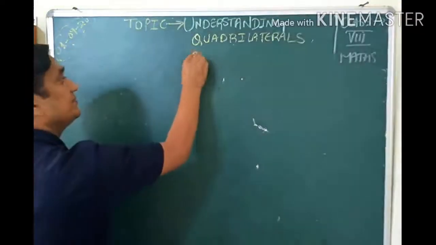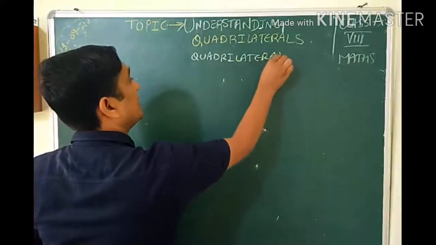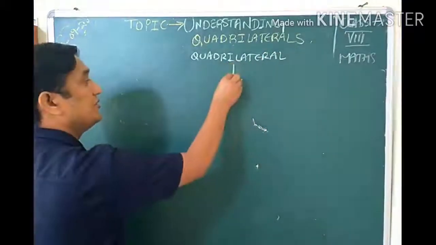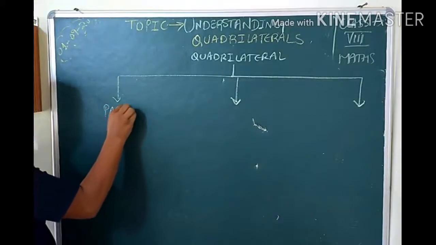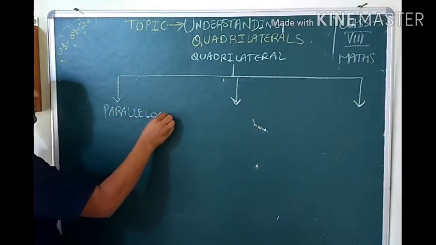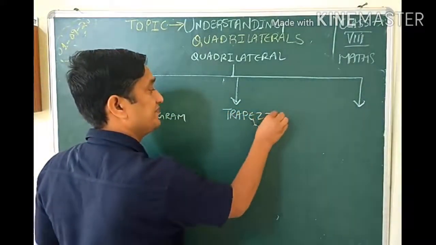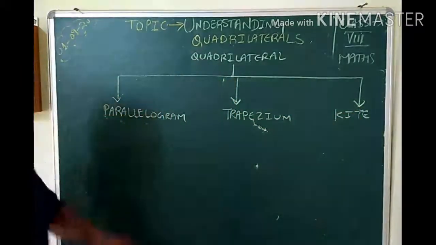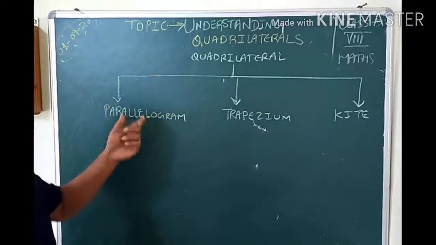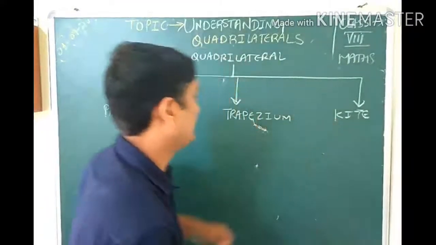Children, quadrilaterals are mainly divided into 3 types. One is parallelogram, then trapezium, then comes kite. Children, these are the 3 types of quadrilateral. Number 1 is parallelogram, then trapezium, then kite.